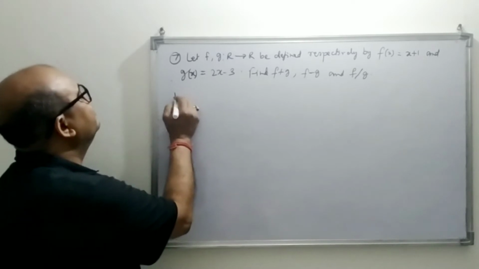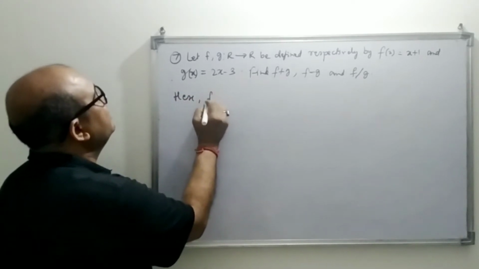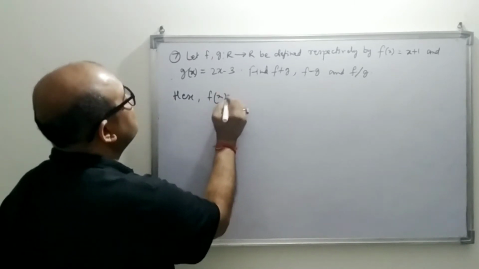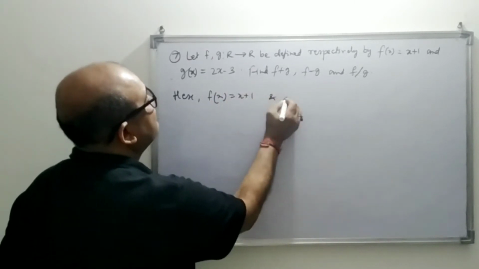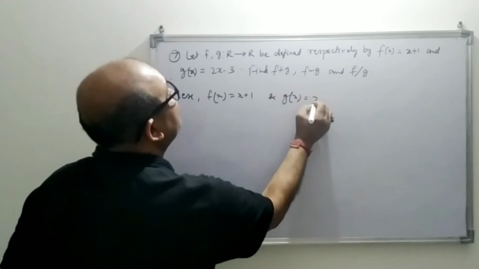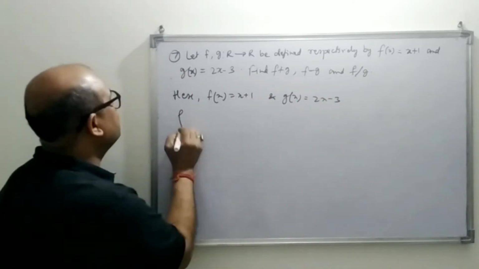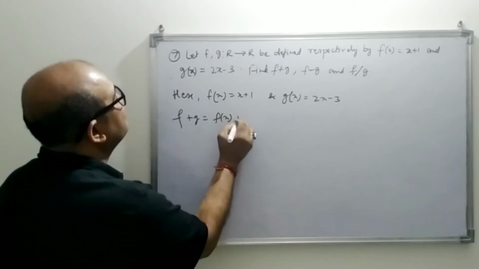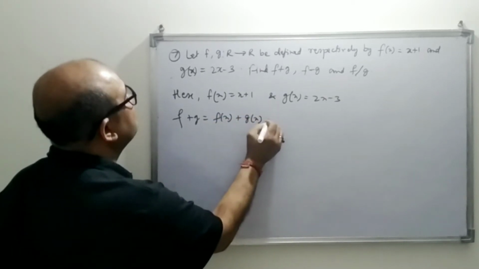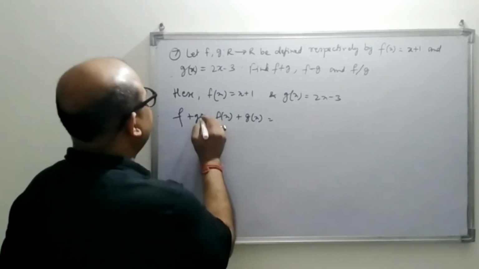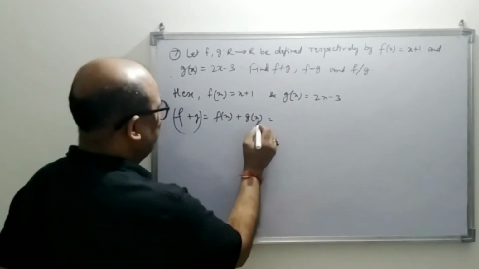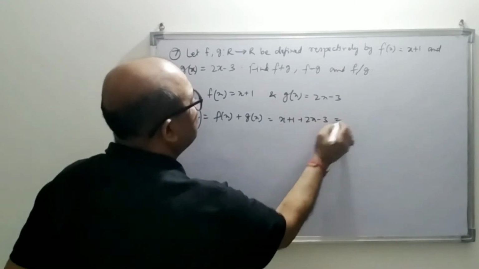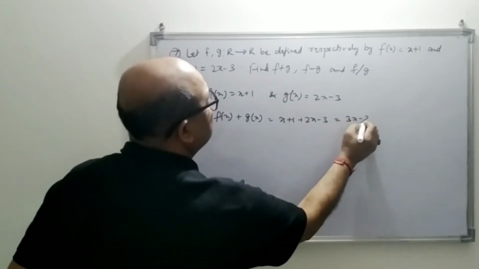So here the function f(x) is x plus 1 and g(x) is 2x minus 3. So the function f plus g equals f(x) plus g(x), that is x plus 1 plus 2x minus 3. Finding the addition only, that gives 3x minus 2.